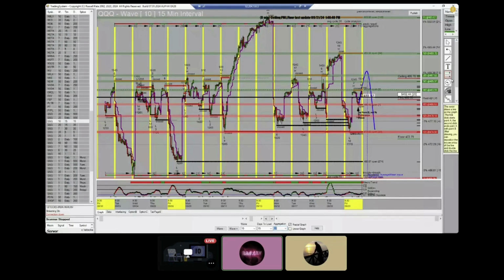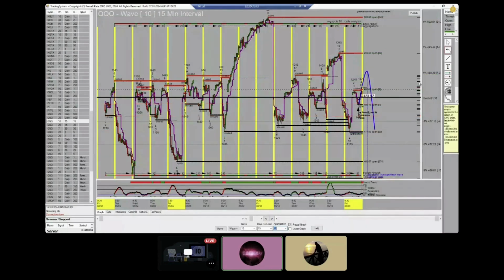But there are black lines. You see these black lines right here? So these are like all the resistances. Okay, all the black lines that are above the pivot are resistance. Basically, we call them imprints. Okay, make sense? So the black lines are support and the red lines are resistance.